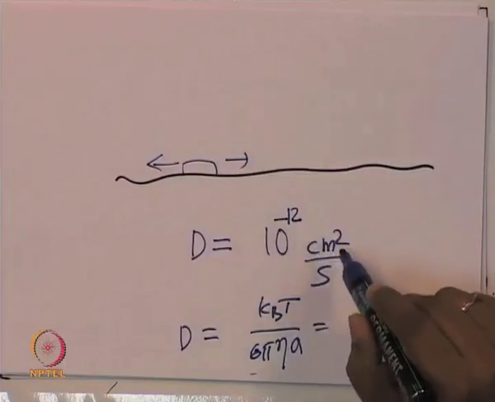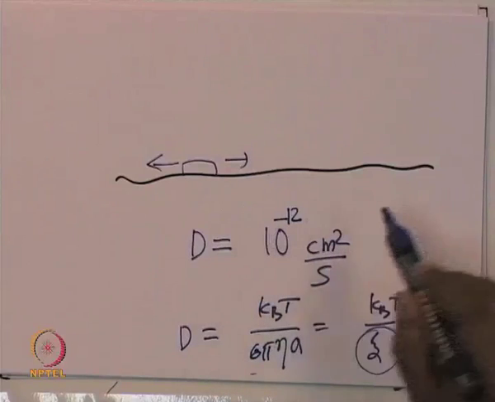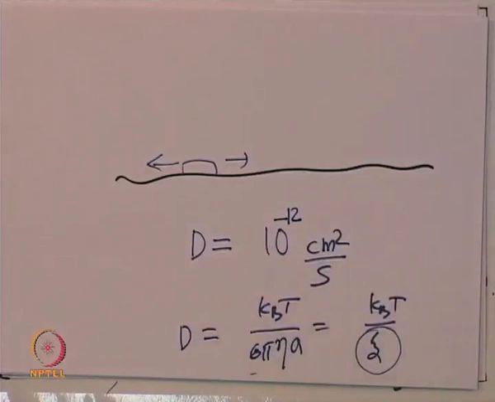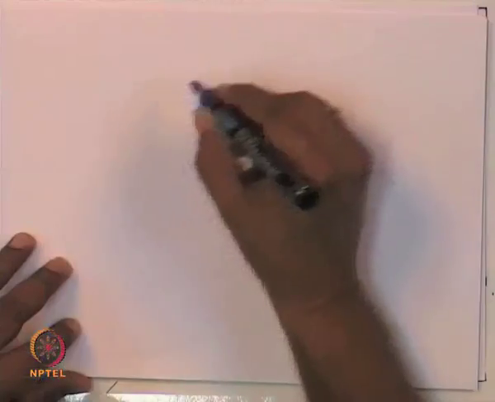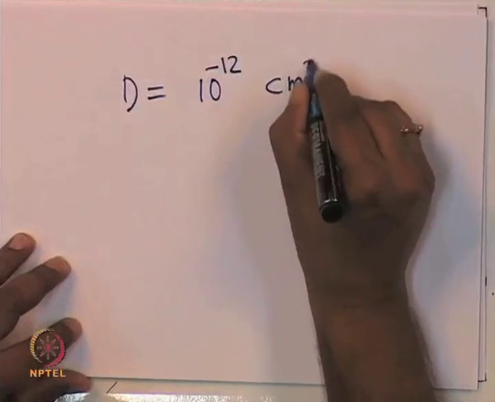But before that, let's look at this number once more: 10 power minus 12 centimeter square per second. What is it in base pair? Because the centimeter on the DNA doesn't make any sense. The unit of DNA length is typically mentioned in base pair. So, how do we convert? What is this diffusion coefficient if we convert that into base pair? Let's think about it a minute. So, D we know is 10 power minus 12 centimeter square per second.